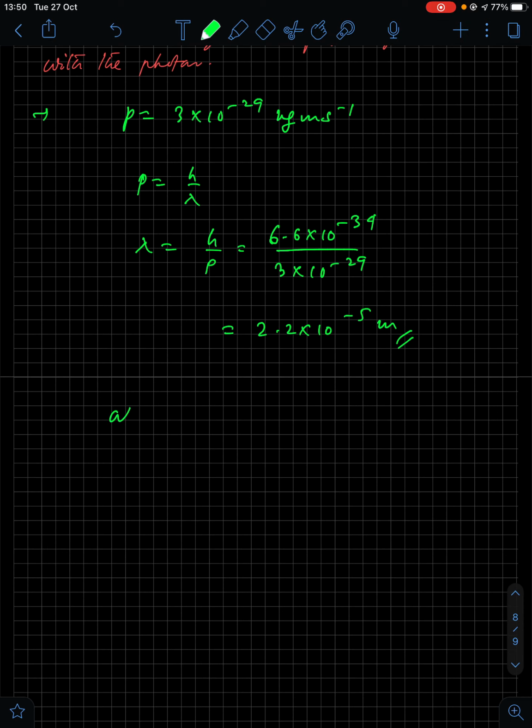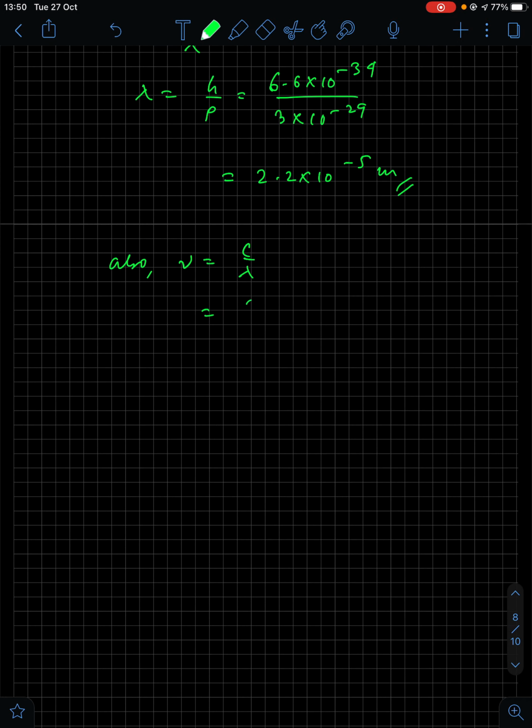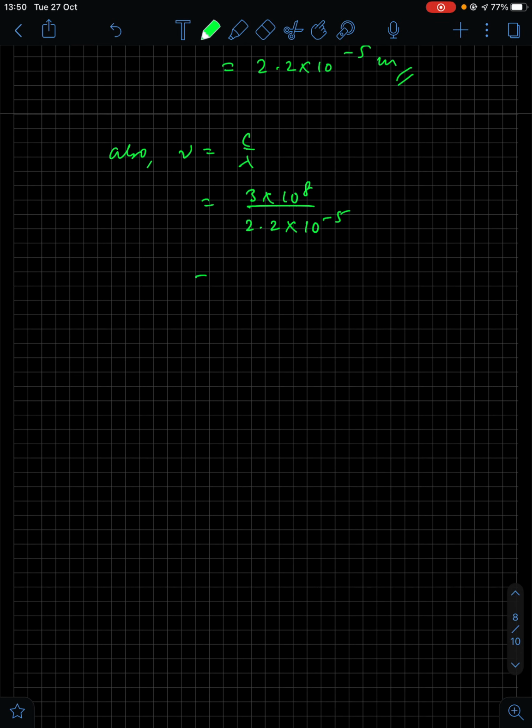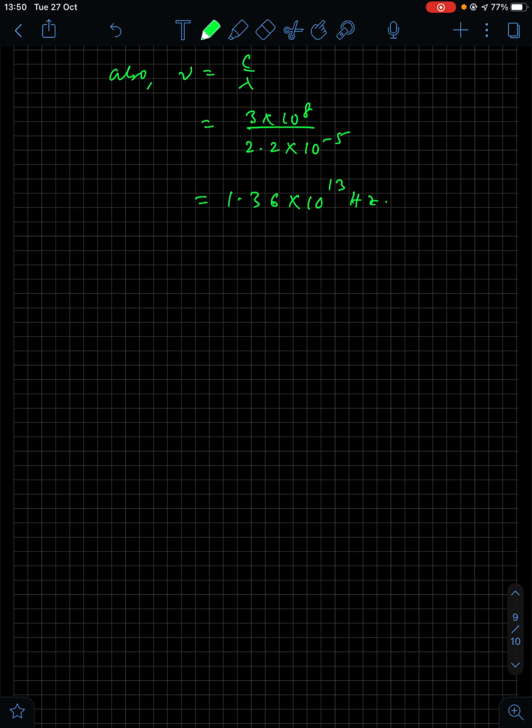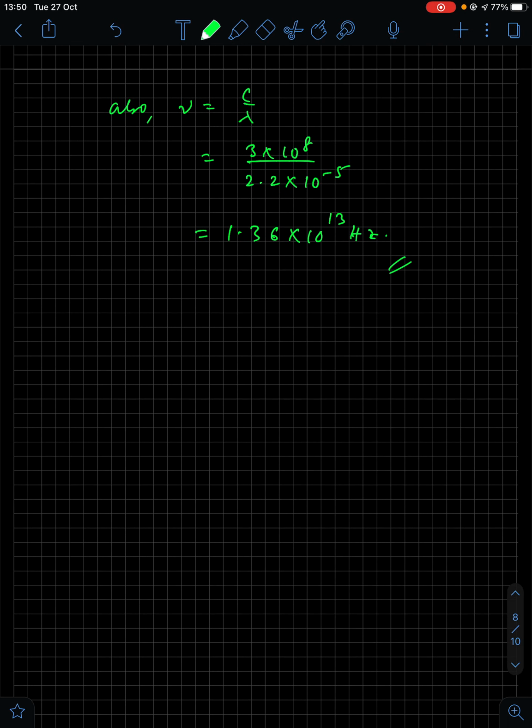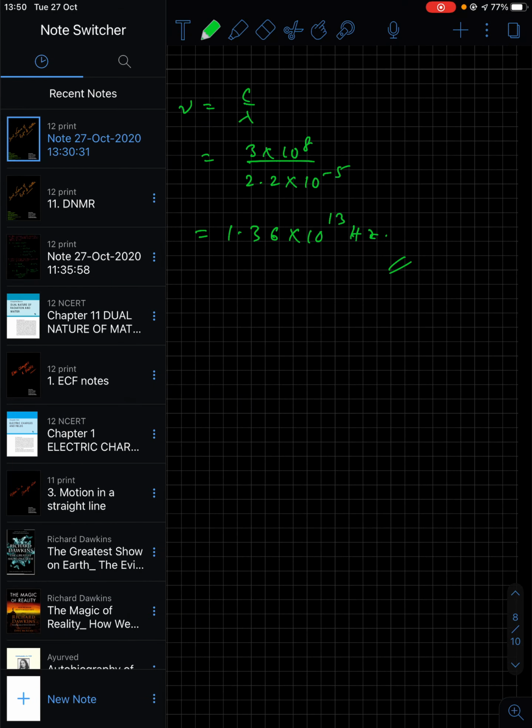Now you're also finding out frequency. So nu equals c by lambda. What is the value of c? 3 into 10 to the power 8 meter per second, the speed of light. And what is the value of lambda? 2.2 into 10 to the power minus 5. So you do the calculation and you get 1.36 into 10 to the power 13 hertz. So this is the answer for the second part. Let's see the next question.